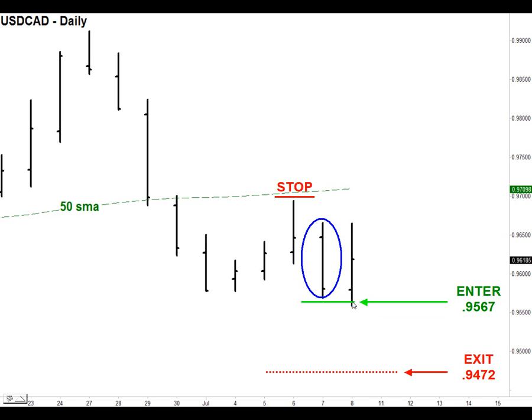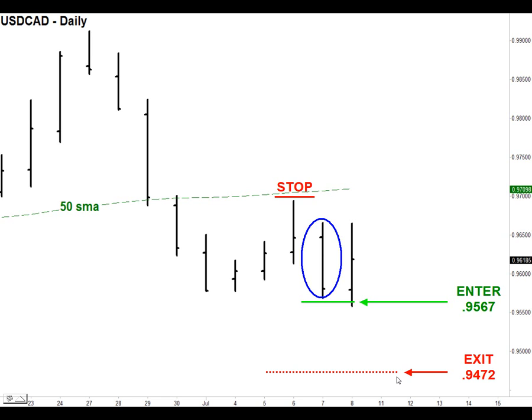Now, we got in short at the beginning of the day, and then we kind of just bounced up. So we're just kind of waiting to see what happens. Once again, we're either going to get stopped out, or we are going to cover our short down here. It's basically a waiting game. I always tell my students it's like fishing.